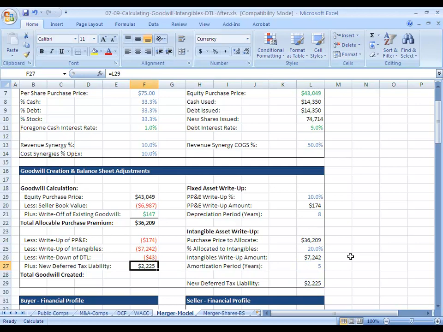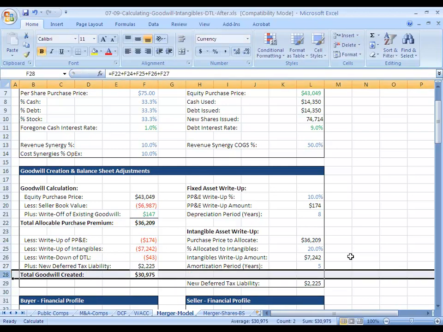And now we're ready to make our calculation. So what I'm going to do is take our allocable purchase premium, subtract the write-up of PP&E, the write-up of intangibles, the write-down of the deferred tax liability, and then add the creation of the new deferred tax liability. And so we get to around 30 billion of goodwill here.